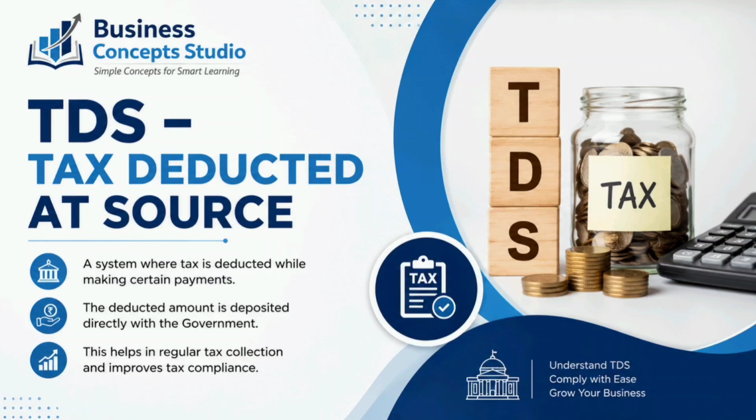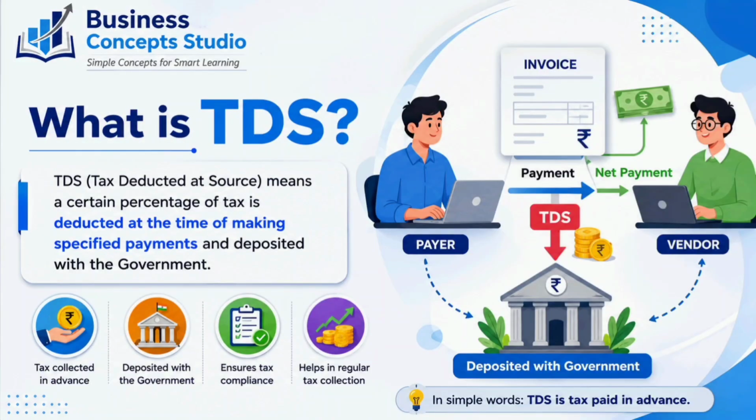Hello everyone. Have you ever noticed that sometimes the amount you receive is slightly less than the amount mentioned on an invoice or payment advice? One of the main reasons for this is TDS. TDS stands for Tax Deducted at Source.